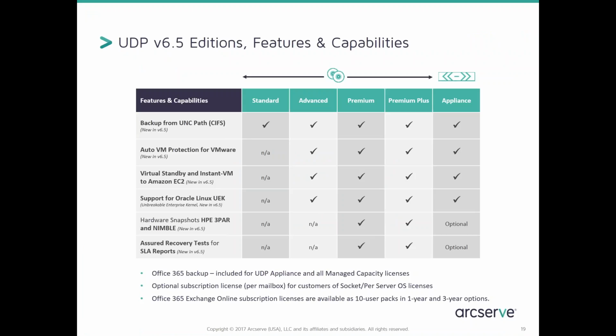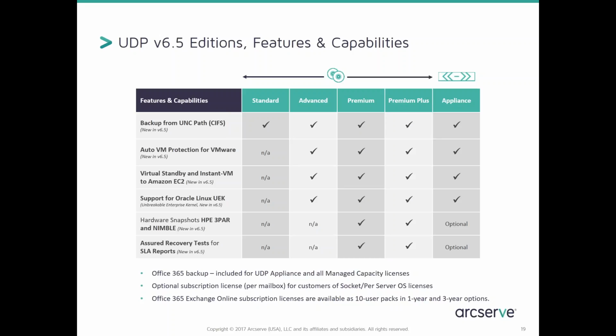Now, just to give a bit of an update on the new features and functions in UDP 6.5. With UDP, as we had with the previous version, with UDP 6.5, we have four server editions, and we have the Arcserve UDP appliance. So the capabilities available on the different editions from the new features perspective, we can perform backup of UNC paths with all editions of UDP. If you want to do auto VM protection for VMware, if you want to do instant VM or virtual standby into Amazon EC2, or if you want support for the Oracle unbreakable kernel, then you need UDP advanced or higher, and the appliance will also do that.